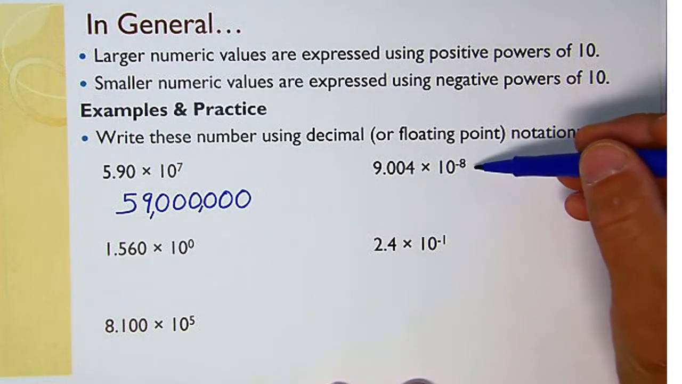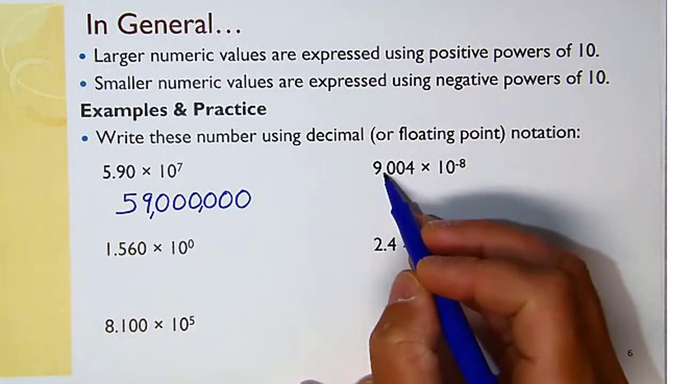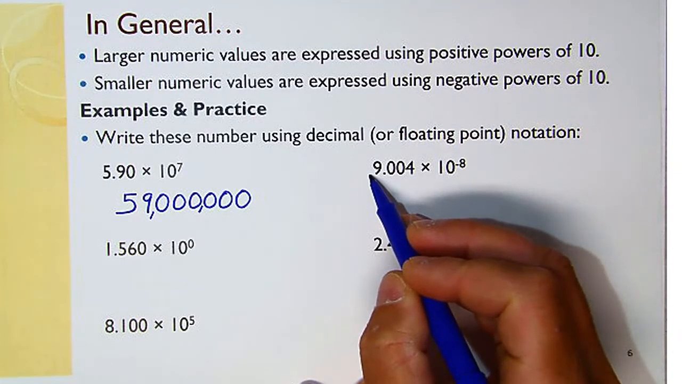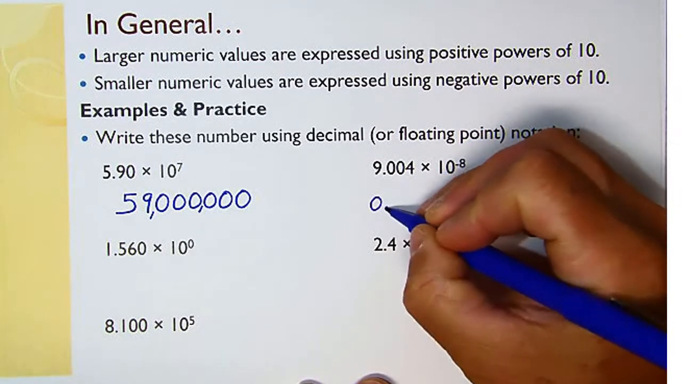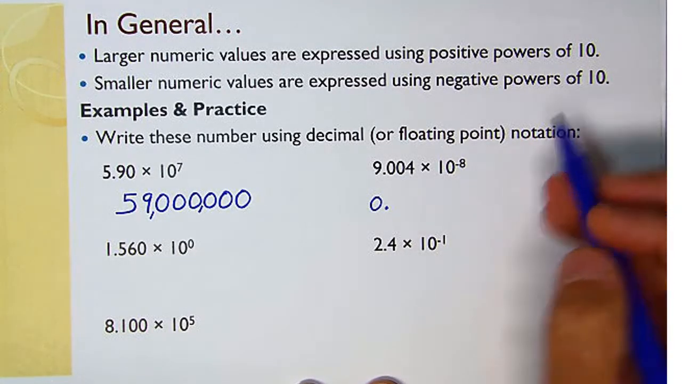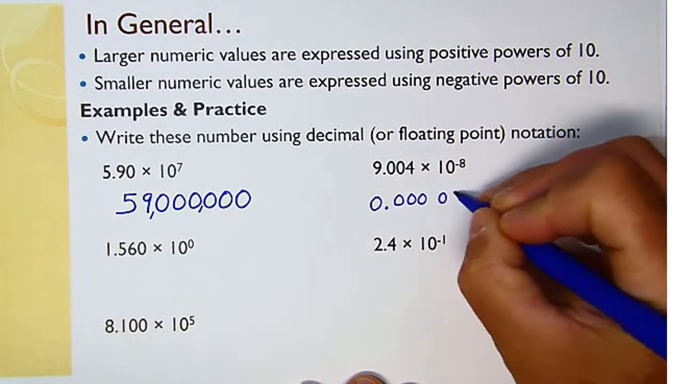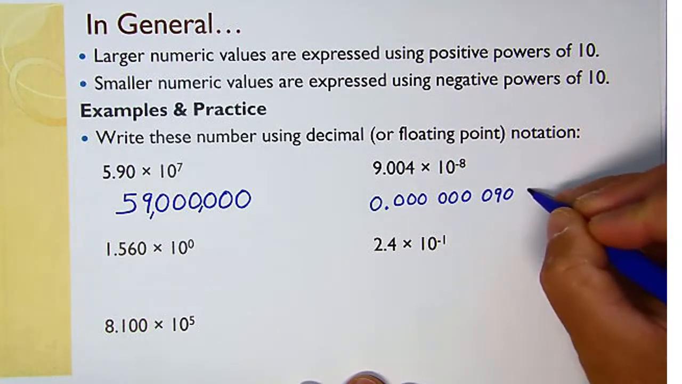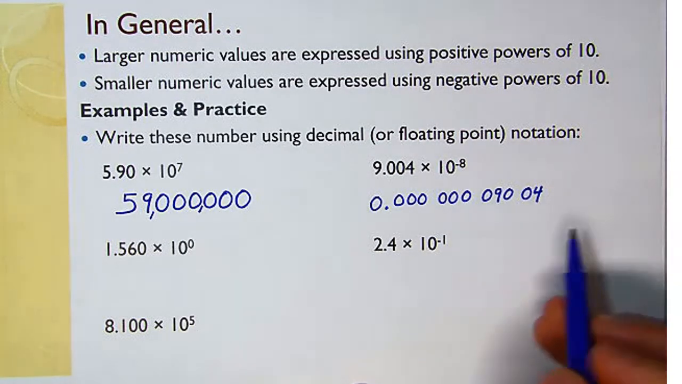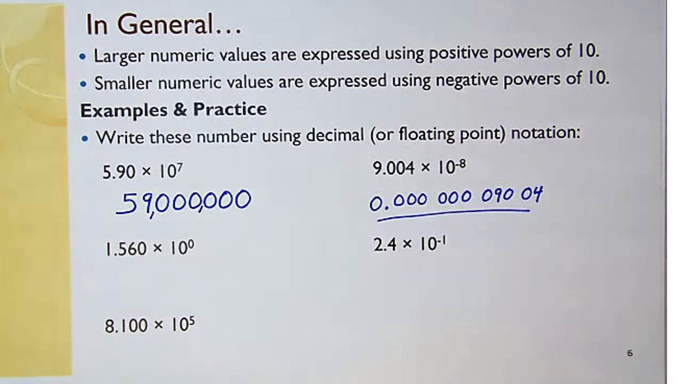9.004 times 10 to the negative 8th, that's a real small number since we have a negative power of 10. Again, we're not going to put 8 zeros in front. 1 decimal place to the left gets us in front of the 9. We're going to need 7 more zeros after the decimal point. So 0 point. And let's leave those spaces to make this number a little bit easier to read. 1, 2, 3, 4, 5, 6. There's our 7th one, 9, 0, 0, 4. We moved that decimal 8 places to the left. This is a small number. We've got this in floating point notation.